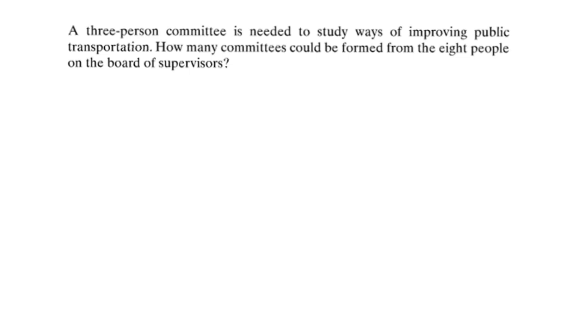Let's carefully read this word problem. A 3-person committee is needed to study ways of improving public transportation. How many committees could be formed from the 8 people on the Board of Supervisors? So it didn't specify positions or unique positions of this committee. It just says a 3-person committee. So in this case, order does not matter, and we will be using a combination.